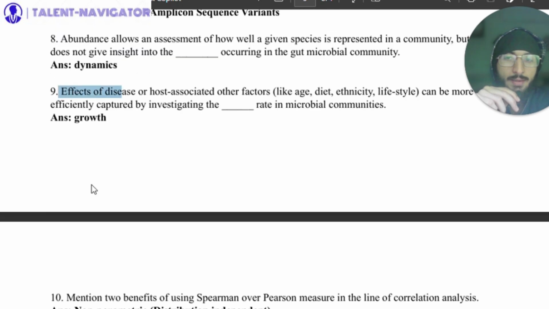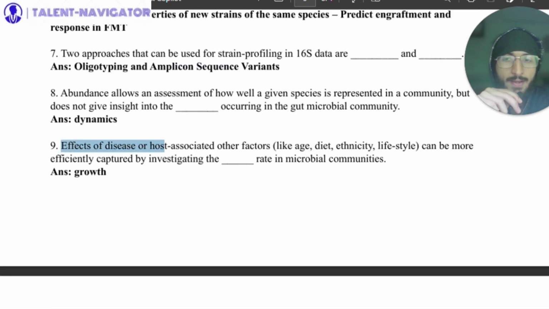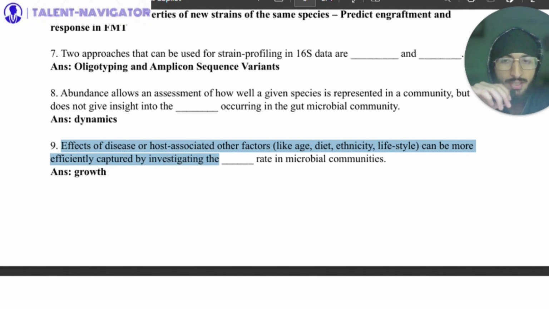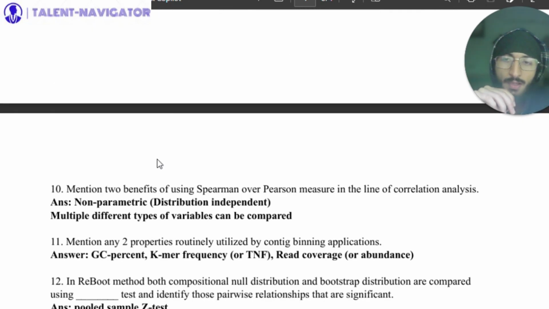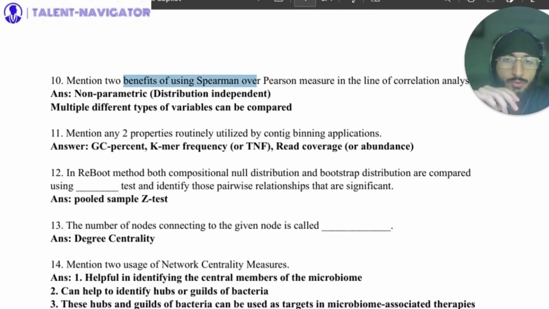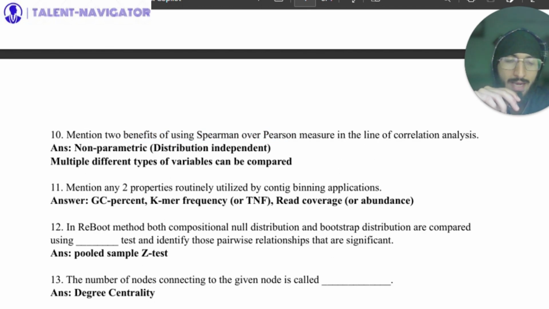And a final question, second last question: effects of disease or host-associated other factors can be more efficiently captured by investigating the growth rate in microbial communities. Okay, not the second last one, indeed. Mention two benefits of using Spearman over Pearson measure in correlation analysis. So first is non-parametric. Spearman is non-parametric and Pearson is parametric. So Spearman is independent of its distribution, and multiple different types of variables can be compared in Spearman but not in Pearson.